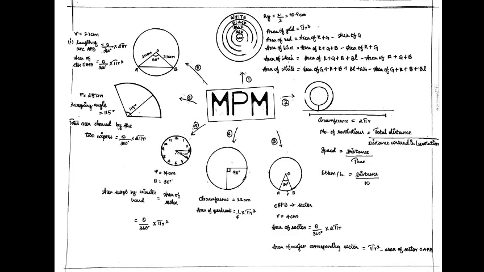Next is the second figure. They have given that the circumference is 2 pi r, the speed is 66 km and the time is 10 minutes. So we are going to find the distance first and the number of revolutions the wheel has taken.